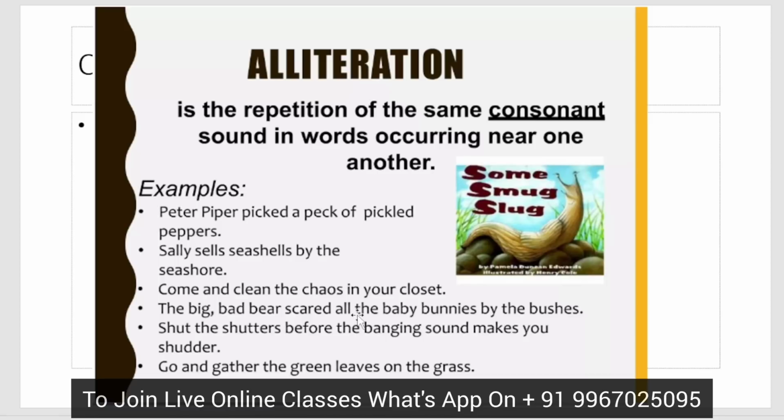Alliteration, again the easier ones. It is the repetition of the same consonant sound. Please note, it is consonant sound, it is not vowels. So here, Peter Piper picked a peck of pickled peppers. It is consonant, p p p, all repeated.